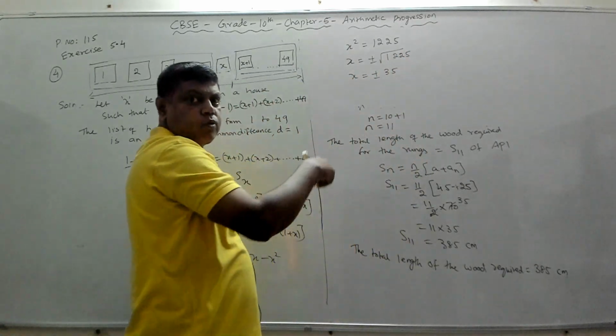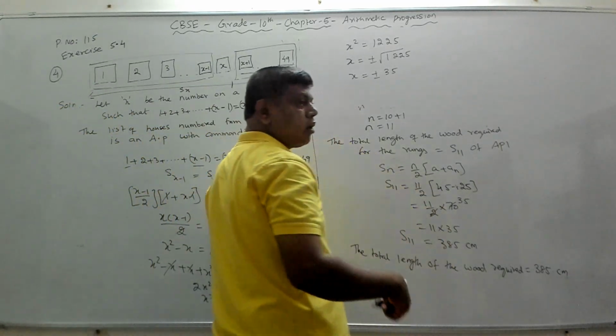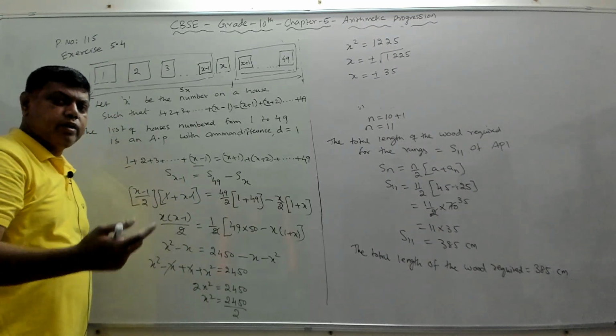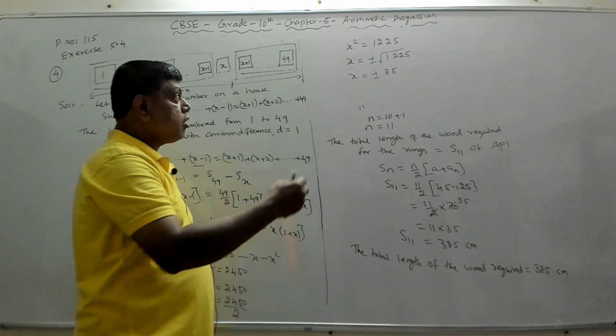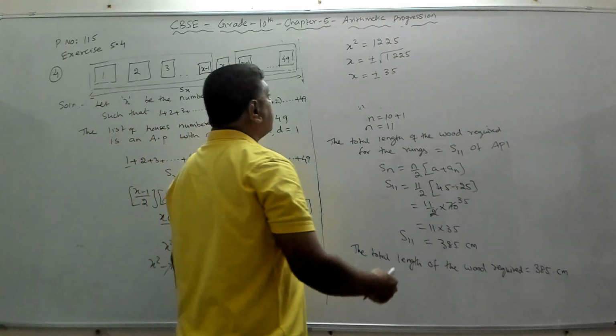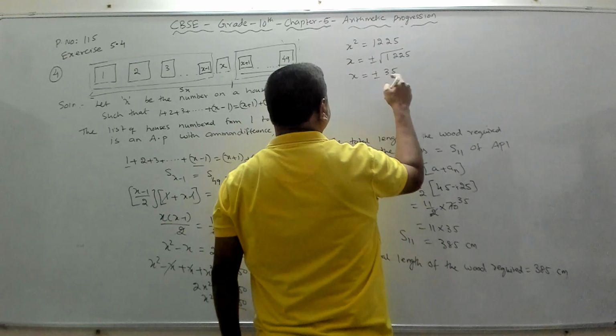If you calculate the square root of the number using either prime factorization method or division method, you can watch my video on how to find the square root of a number using prime factorization method as well as division method. If you are not comfortable on how to find the square root of a number, you can watch that video. So it is 35, right?